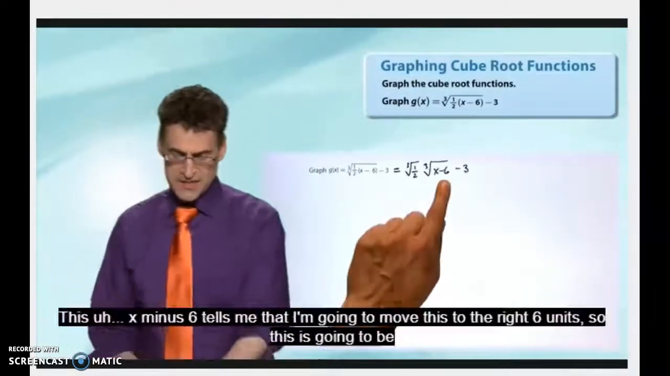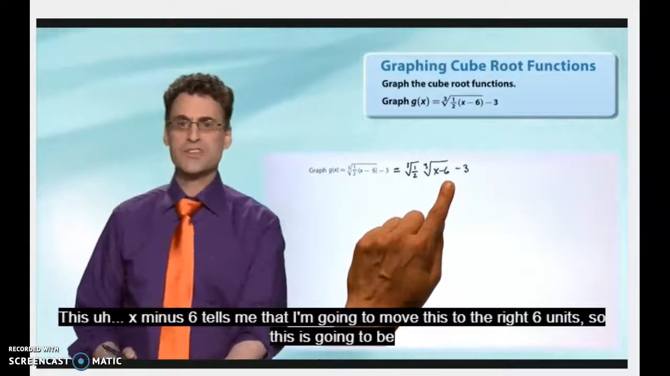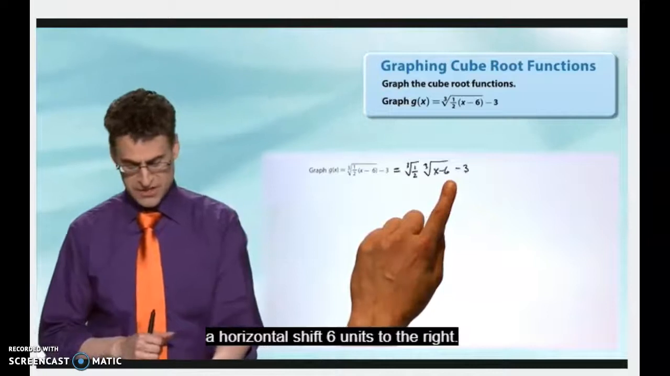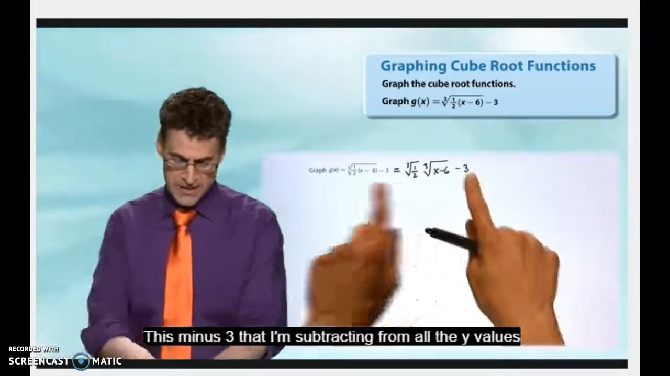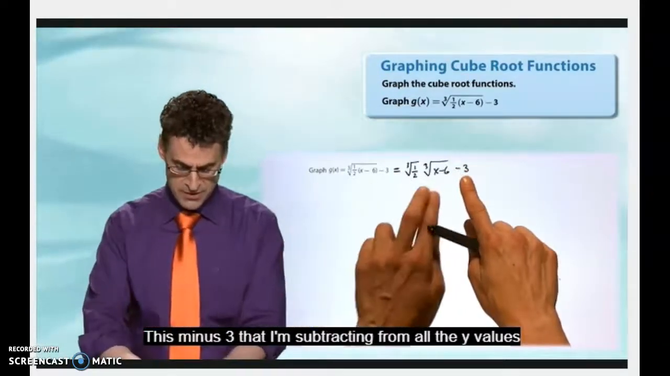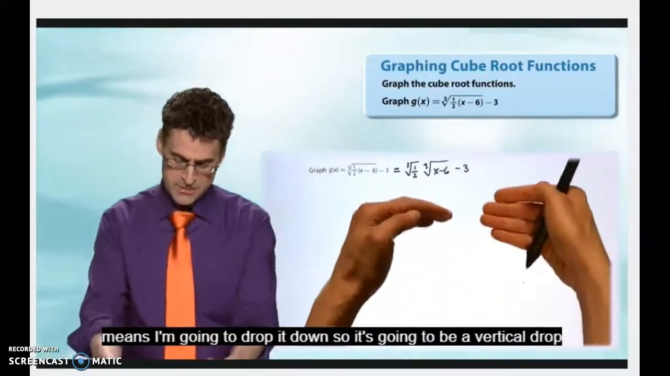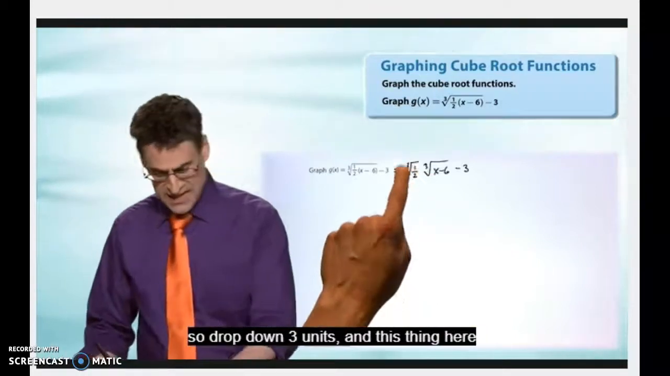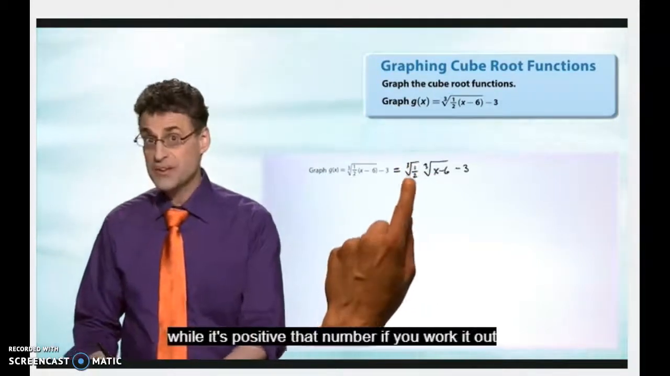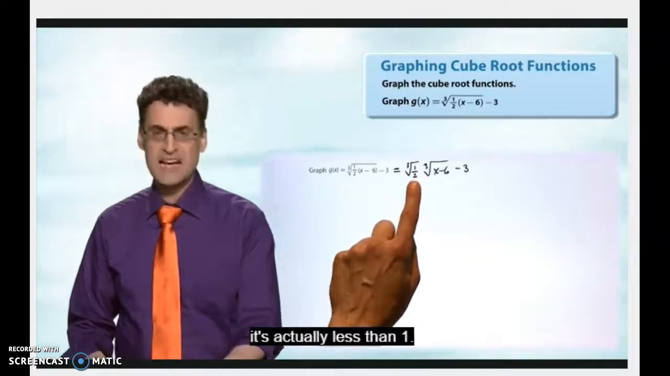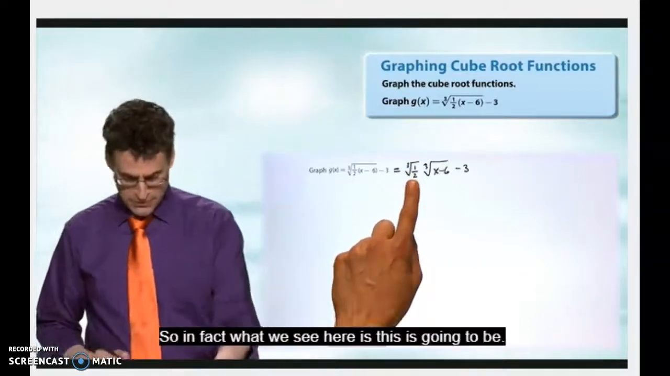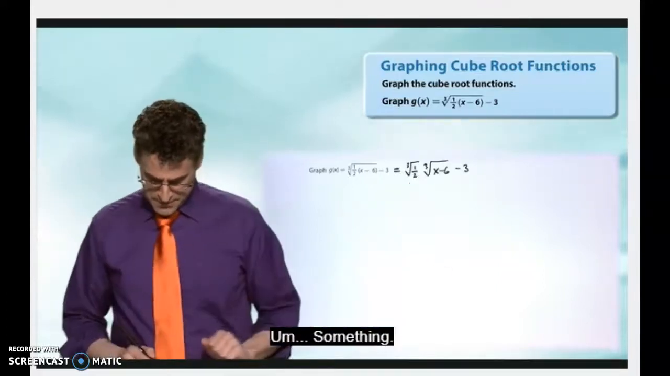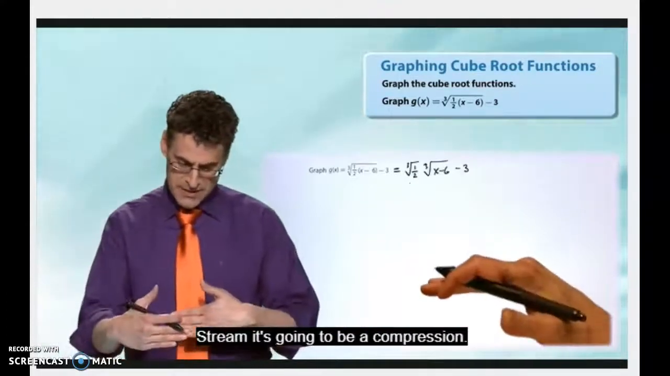Well, what do I see? This x minus 6 tells me that I'm going to move this to the right 6 units, so this is going to be a horizontal shift 6 units to the right. This minus 3 that I'm subtracting from all the y values means I'm going to drop it down, so it's going to be a vertical drop, so drop down 3 units. And this thing here, while it's positive, that number, if you work it out, it's actually less than 1. So in fact, what we see here is going to be something extreme. It's going to be a compression.